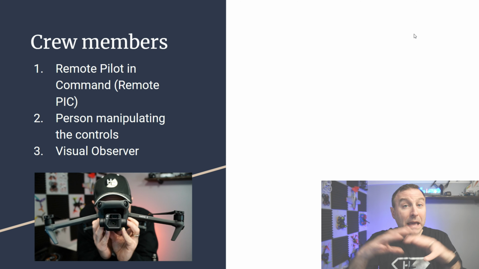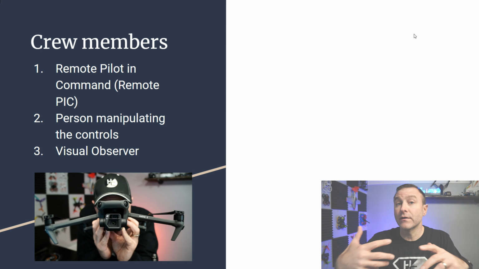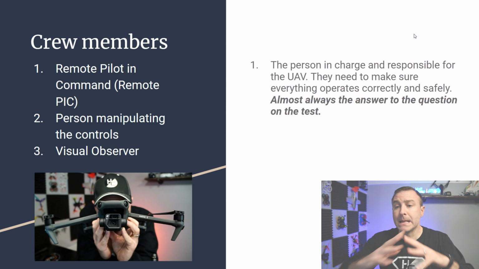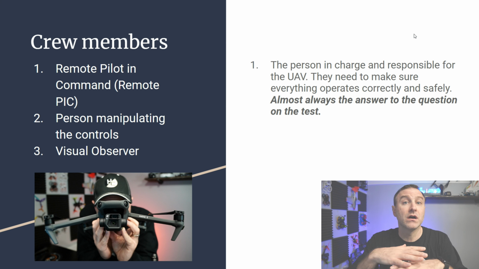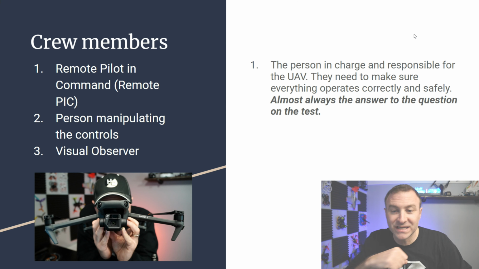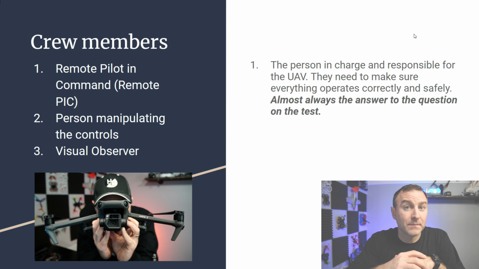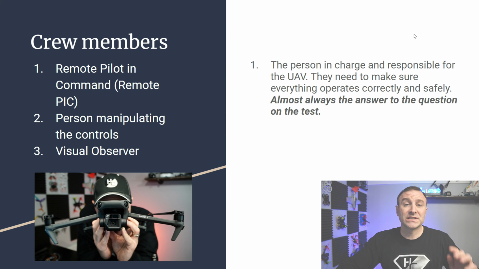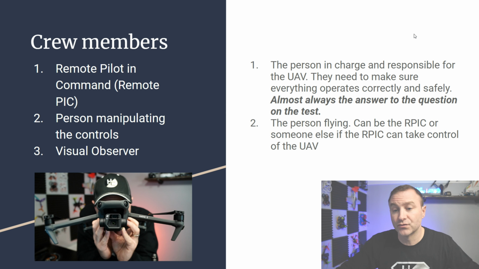Now, there are a handful of people that you need to understand that are part of your crew. The most important is the remote pilot in command. Sometimes we call that person the remote PIC. Basically, that person is in charge of everything and responsible for everything. That person is almost always the answer to the test question if you happen to get a question asking who is the person responsible. The person manipulating the controls can be the remote PIC, but that's basically just the person that is flying the drone.